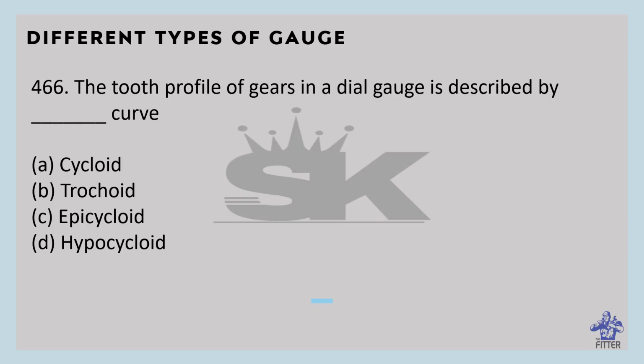The tooth profile of gears in a dial gauge is described by a dash curve, that is a cycloidal curve. The outline of the teeth of a gear is called the profile. The two profiles of teeth commonly used are involute profile teeth and cycloidal profile teeth. Here the cycloid is the curve generated by a fixed point on the circumference of a circle which rolls without slipping along a fixed straight line.